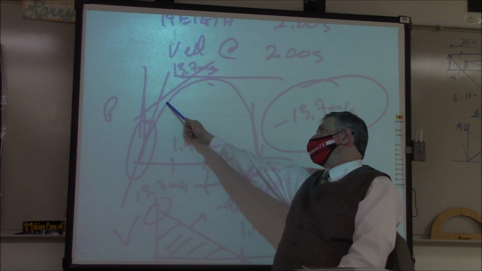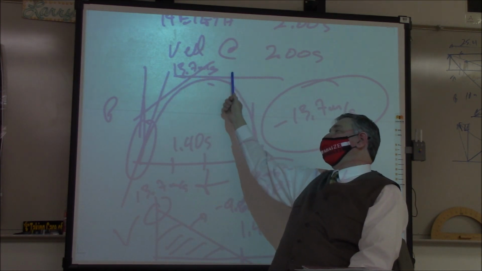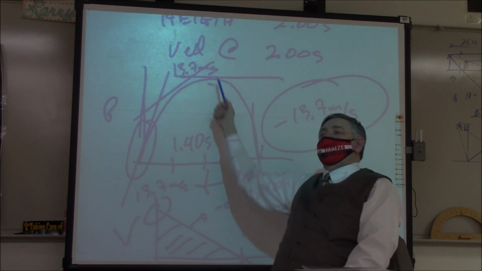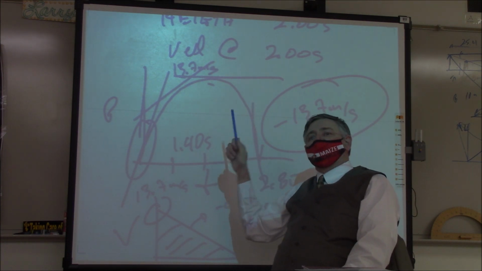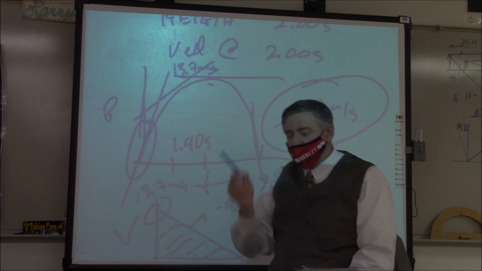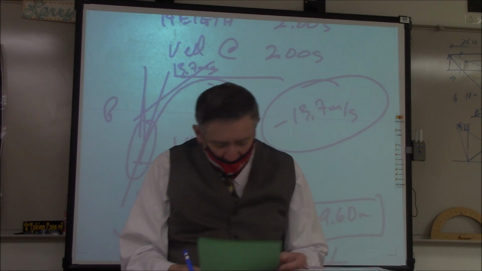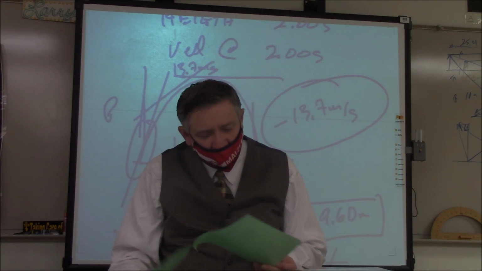Basically, all I want you to do is figure out how fast it's going at different points on the graph, which would be the slope of the tangent lines at those points. Okay? All right.